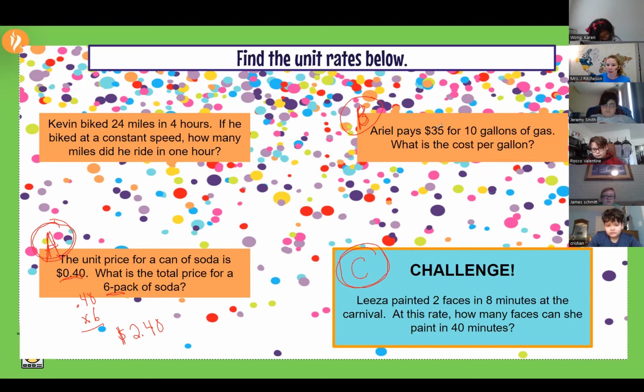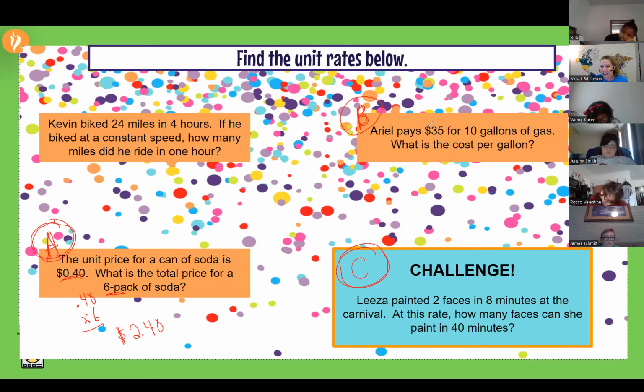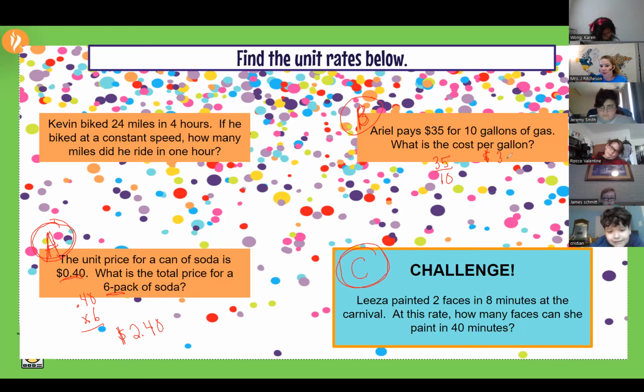All right, letter B. If Ariel pays $35 for 10 gallons of gas, we're going to divide the price by the quantity, and that tells us that she paid $3.50 per gallon. And today, that's a good deal. That's a good deal. All right, and then the last one, Lisa painted.